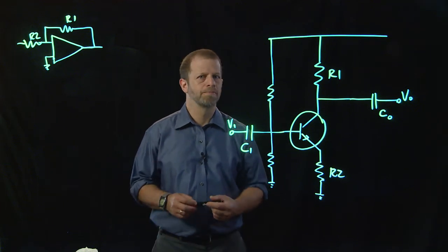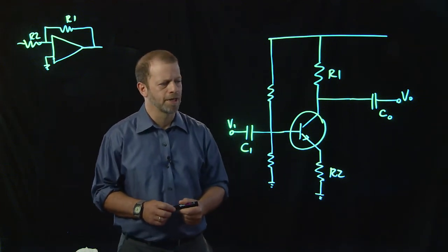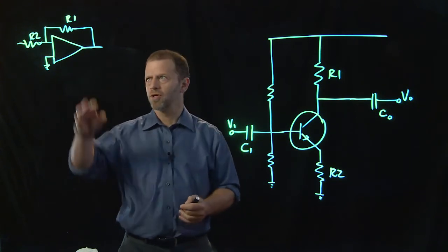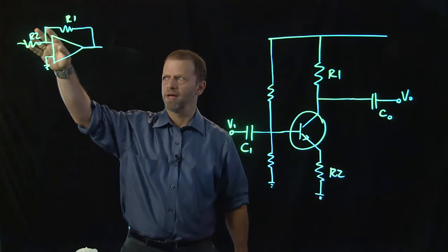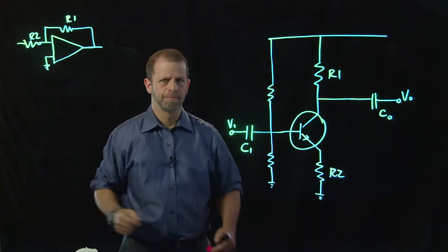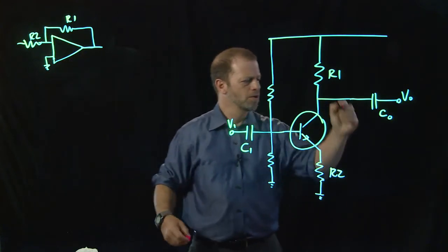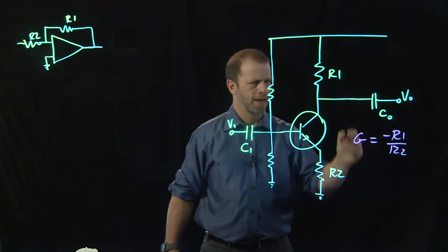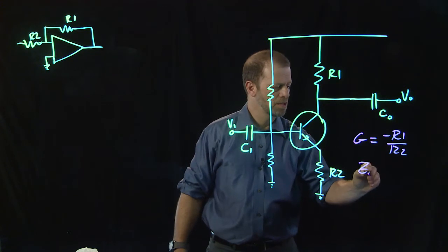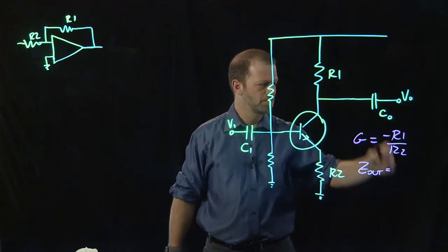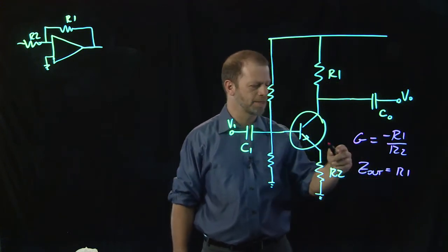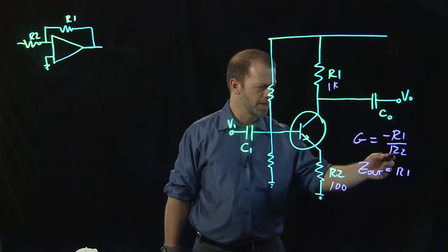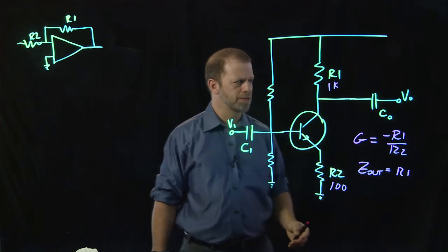Let's think a little bit more about the impedances and the coupling on these AC coupled linear single transistor amplifiers. So here's our model. It was similar to an inverting op-amp amplifier, and our gain here was negative, minus R1 over R2, and the output impedance was that value, R1. In the example we're going to be using here, this is 1,000 ohms and this is 100 ohms. So our gain here is negative 10 and our output impedance is 1,000 ohms.